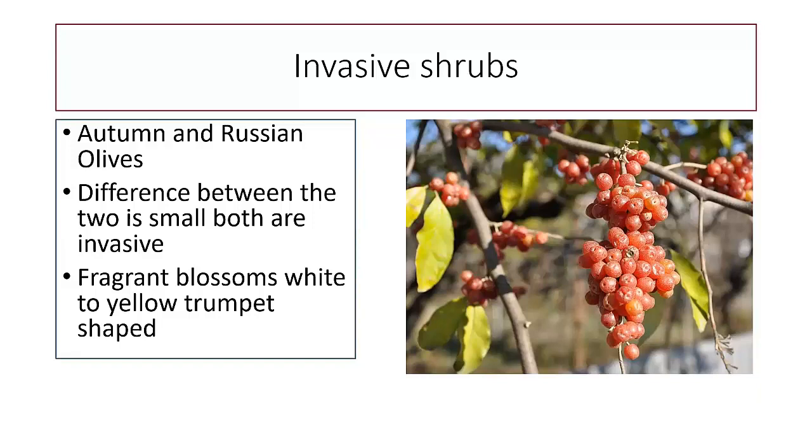They're actually close cousins. The differences between the 2 are pretty small, and both are really invasive. You see on the right side the berries that an autumn olive produces, which are great wildlife food, but that just increases the spread of the autumn olive. If you recall, these were one of the invasive shrubs that the folks at Blandy Experimental Farm were dealing with in their reforestation effort. I will say that both autumn and Russian olives have wonderfully fragrant white blossoms that are white to yellowish, trumpet shaped. It's a very attractive shrub.